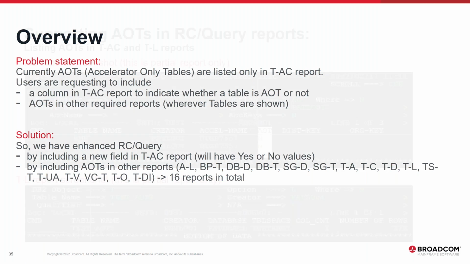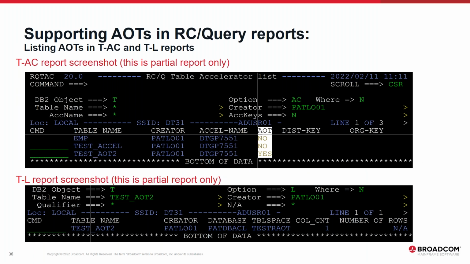Could we just go down to the next page, please? Yeah, so these are a couple of screenshots, one for TAC, and another for TL report. If you observe the fourth column as AOT, that has no, and yes. That just meant to say that the third table is AOT, and the first two tables are non-AOTs. And then in the second screenshot, I'm just trying to open the same table in table list report, and you can observe that even that table is also listed within the TL report. Next page, please.